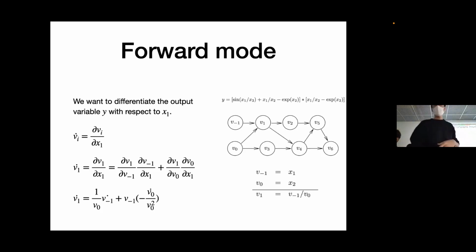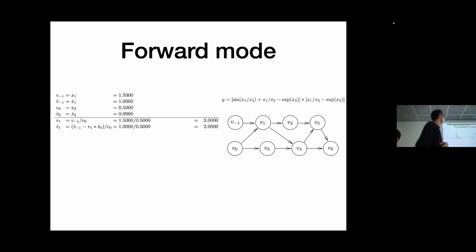So if we look at this, for instance, if you compute the derivative of v minus 1, it's the derivative of x1 with respect to x1, so it's 1. If you compute the derivative of v0, it's going to be 0, because it does not depend on x1, of course. This, we've done that, how we can compute this. And you perform this for all the v's.